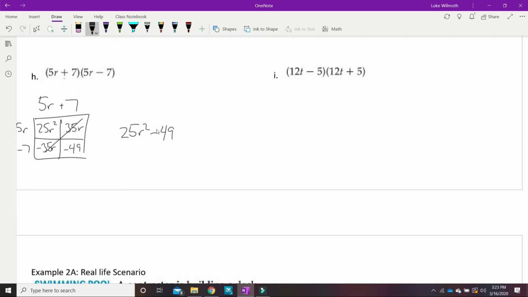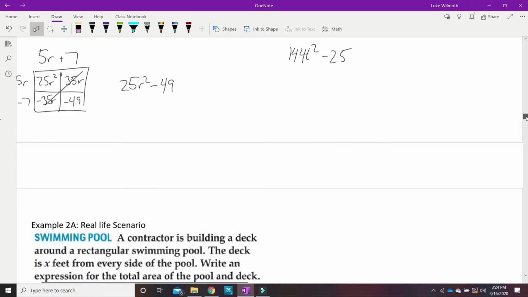And we're going to learn about this in a later section, but this is called a difference of squares because this is a square number, this is a square number, this is a square number, and the sign in between them is a difference. So this is a difference of squares. Same thing's going to happen here. The middle term is going to cancel out. That's what happens with the difference of squares. It's going to be 144t squared minus 25. That's your answer. If you want to try and do the problem with the box, you can. Or if you can see the pattern, we square the first, we square the second, and the middle terms cancel out.